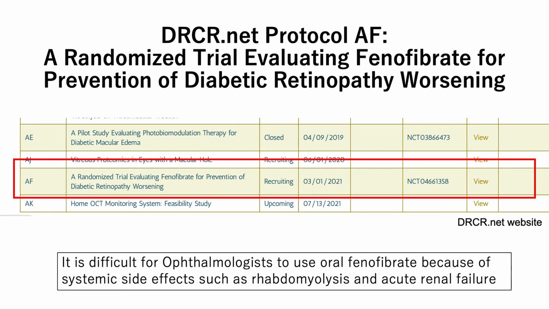has just started a new protocol, AF, to evaluate the effect of systemic administration of fenofibrate for the prevention of diabetic retinopathy worsening. If this study is completed successfully, fenofibrate will gain great attention. However, it is difficult for ophthalmologists to use fenofibrate because of rare but severe systemic side effects such as rhabdomyolysis and acute renal failure.